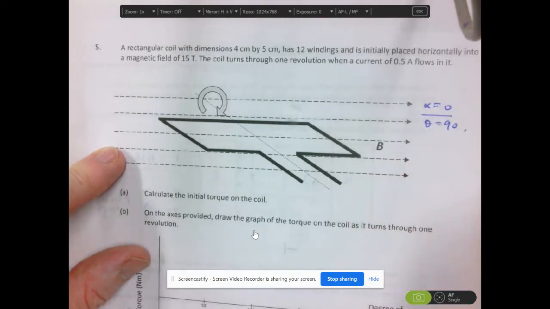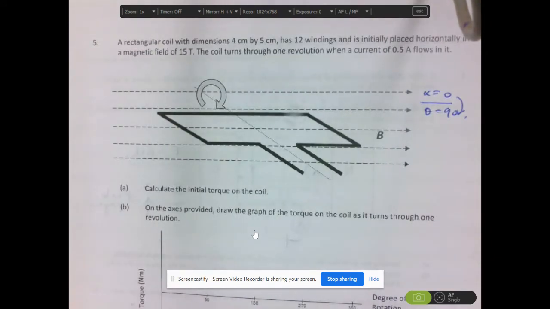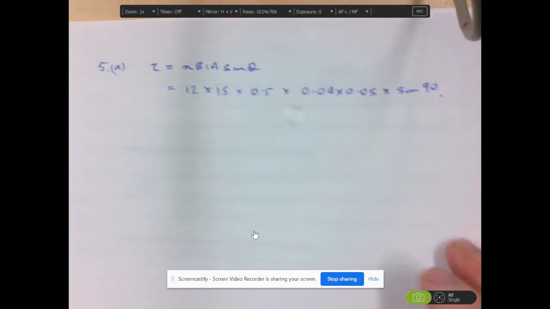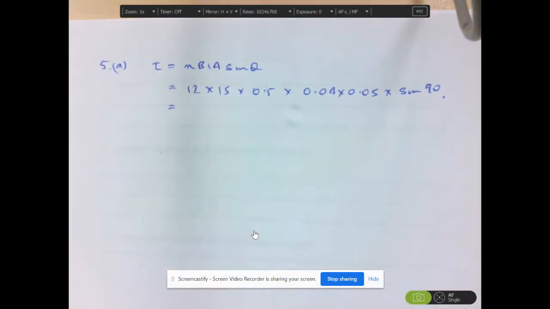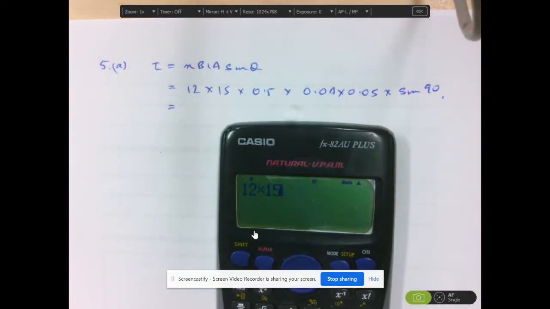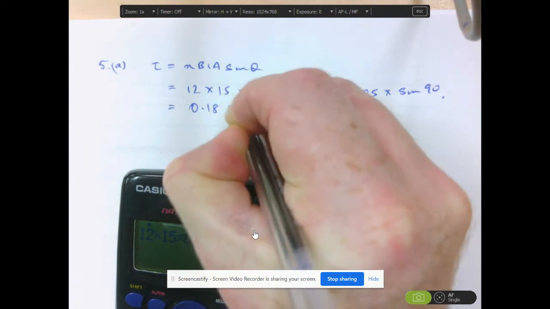Remember, alpha is the angle between the plane of the coil and the field, and from that we can get theta, which is the angle between the normal and the field. And so in this case, it's sine 90 because it's maximum torque. Okay, and that's important in a few more moments. So calculating this, it's 12 times 15 times 0.5 times 0.04 times 0.05, and we get 0.18 Newton meters.